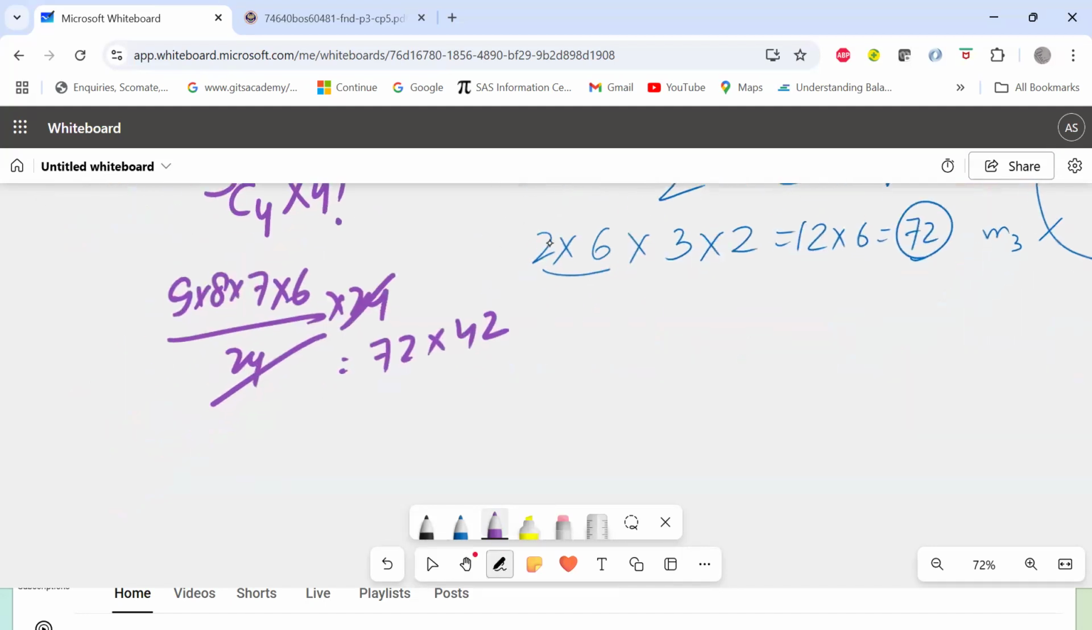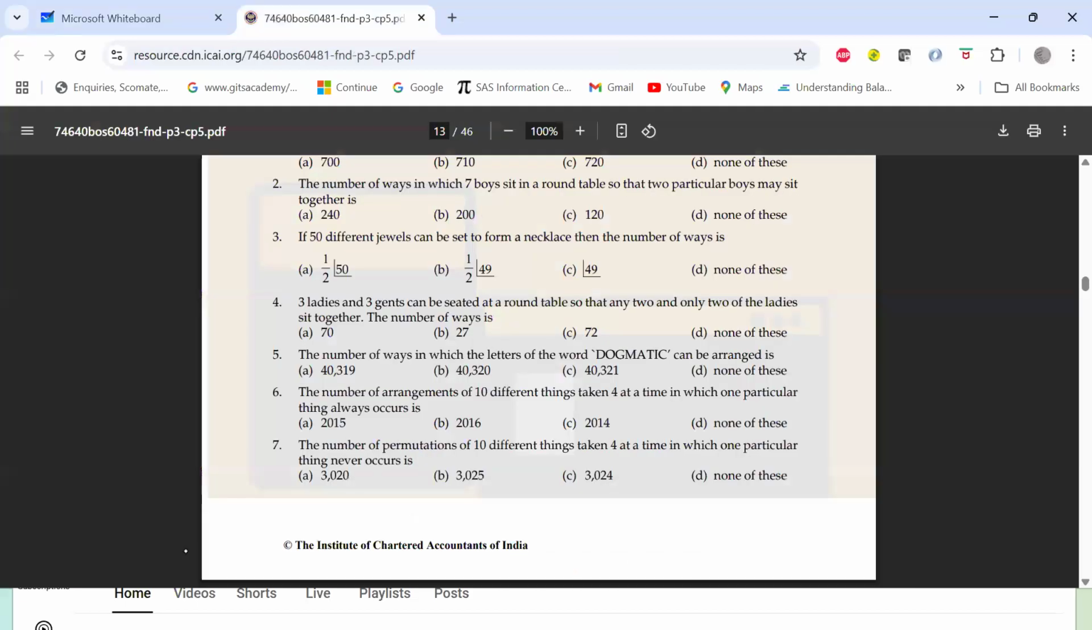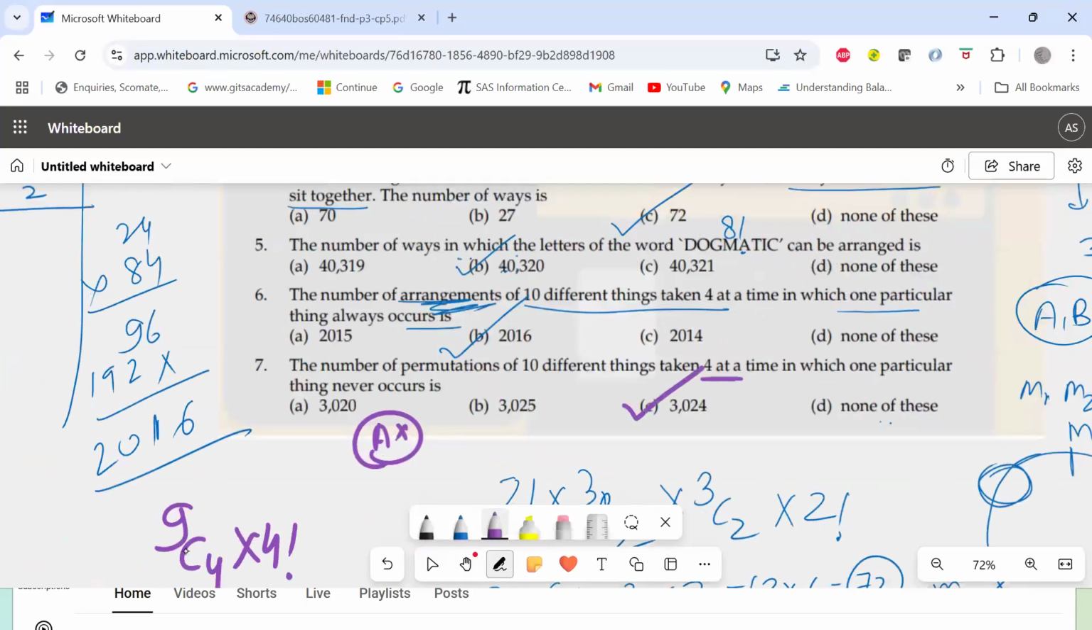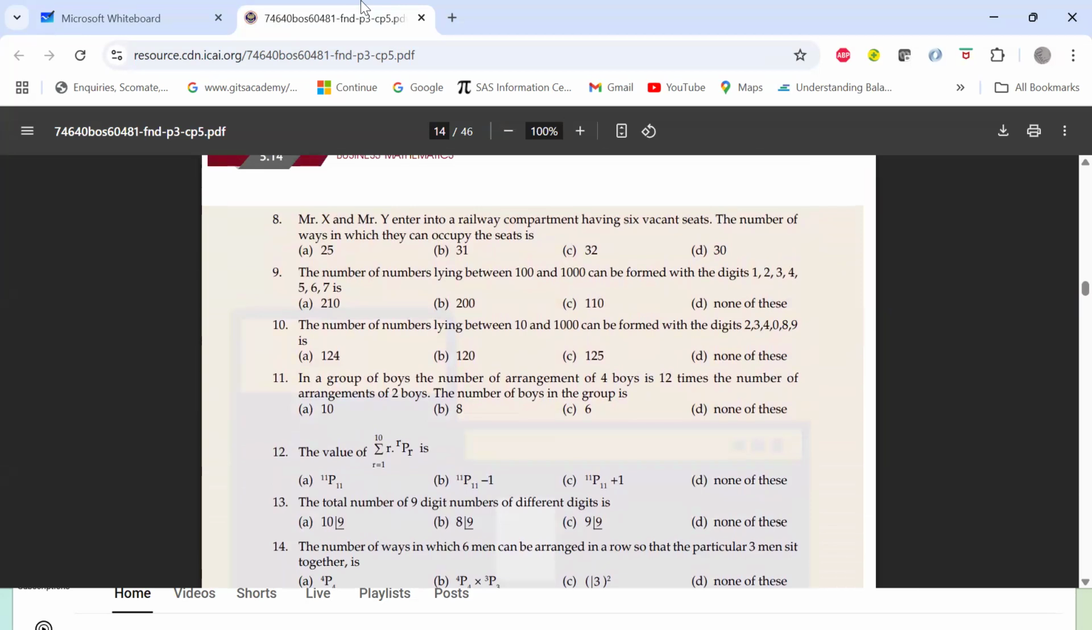72 into 42: if you do it in your CA exam, a calculator is allowed, so you can do it with the calculator. 72 into 42, if you solve it, is 3024. The answer for this is 3024, option C. I hope you have understood this. Now, going further, try the questions from 8 to 11.